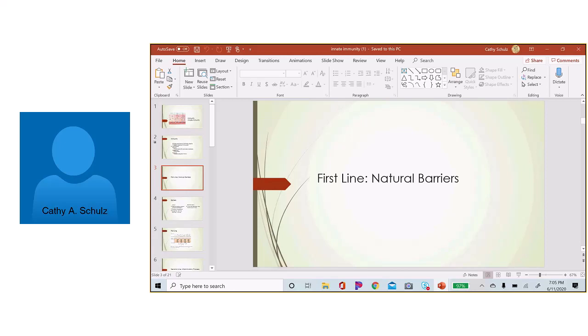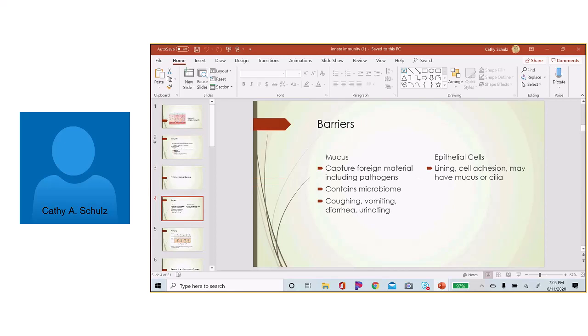So we'll begin with the first line, which is natural barriers. Part of the barrier contains mucus, which is where foreign material can be captured. The microbiome is present there, depending on where we're at, which can also assist. And if foreign material or bacteria, viruses, different types of pathogens get contained in this area, the body can help expel what's in the mucus by either coughing, vomiting, urinating, all those ways to get it out of the body.